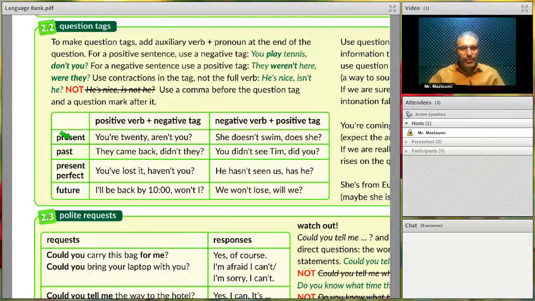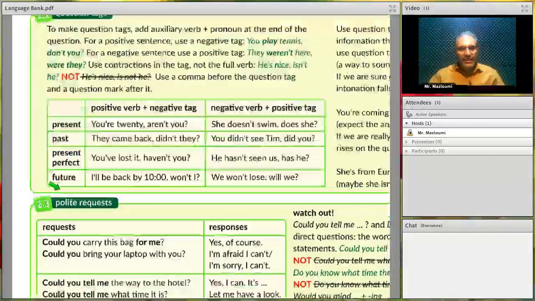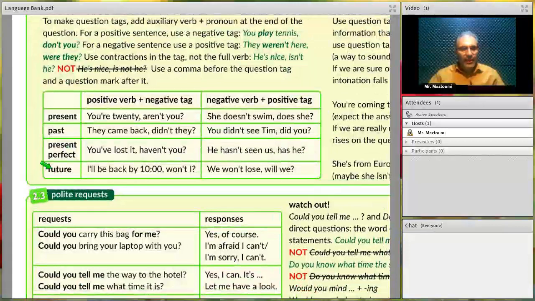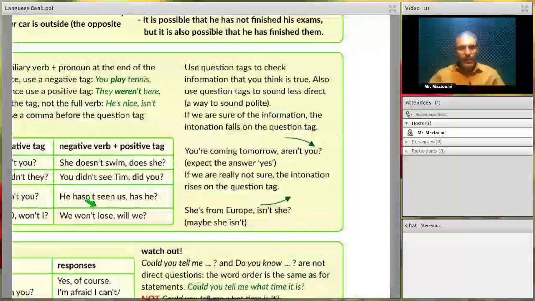So, simple present. You're 20, aren't you? She doesn't swim, does she? Simple past. They came back, didn't they? You didn't see Tim, did you? Present perfect, have, has plus past participle. You've lost it, haven't you? He hasn't seen us, has he? And future. I'll be back by 10 o'clock, won't I? You won't lose, will you?